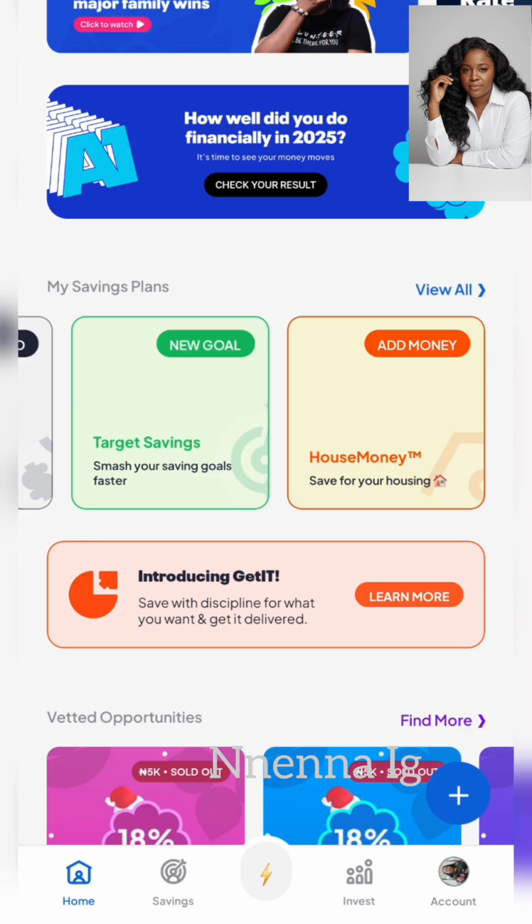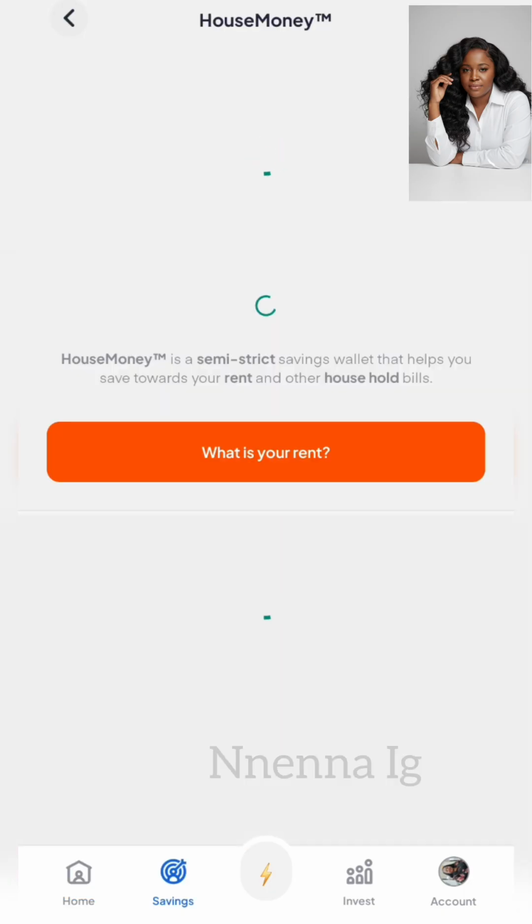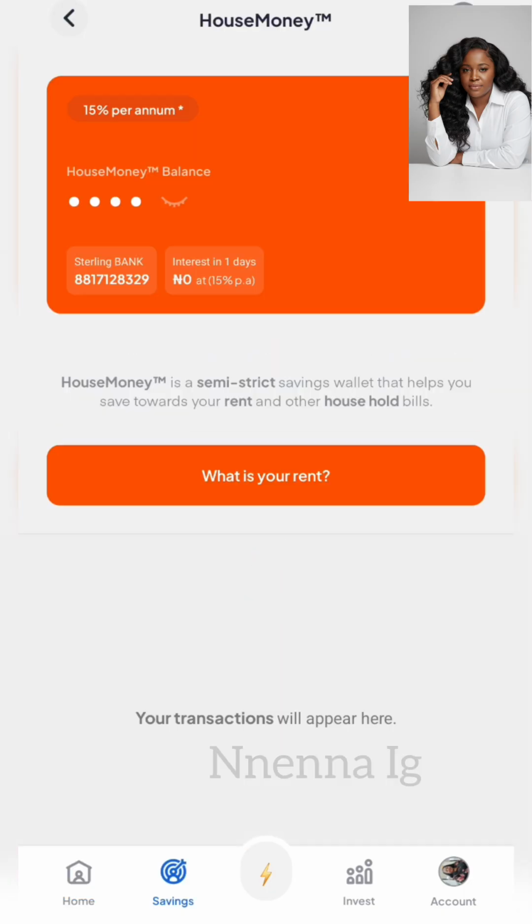Then we also have House Money. Here you save towards your rent, so that you don't have issues or be running around when your rent is due. Based on your income and what your rent is, you can be advised on what to save every month, so that you are not stranded when you need to pay rent, and you also get interest on top of your savings.